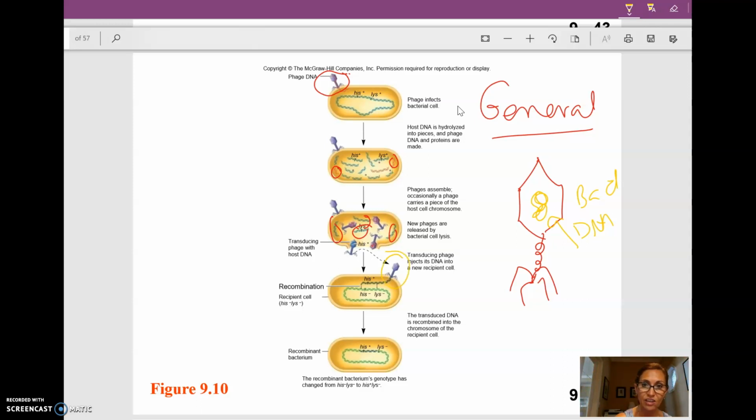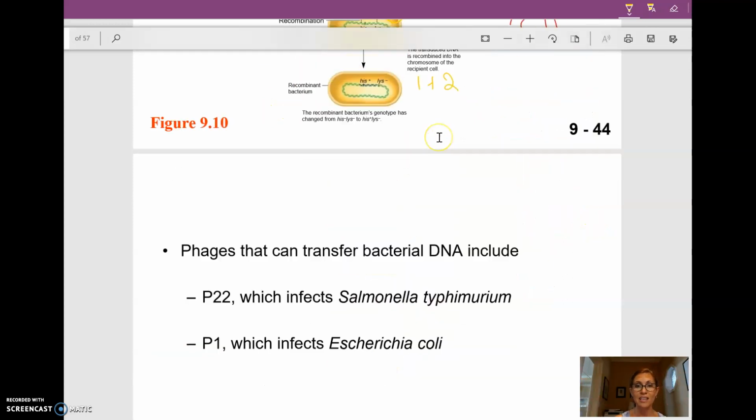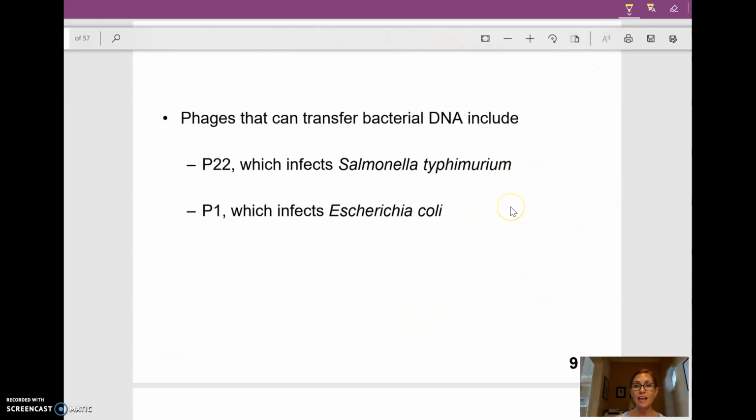So here's the second phage infection. But in this case, instead of infecting with phage DNA, it's injecting the DNA from the former bacterial cell. So now what happens is the new DNA from the old, let's say, bacteria number 1 becomes incorporated into the genome of bacteria number 2. And now you have an expanded genome. How crazy is that, right? So this can happen with all kinds of critters.